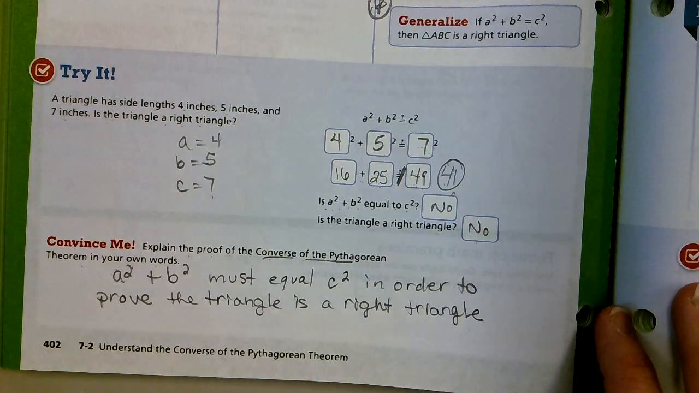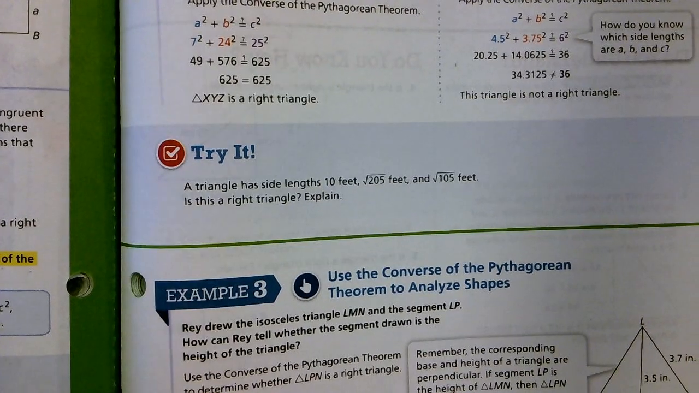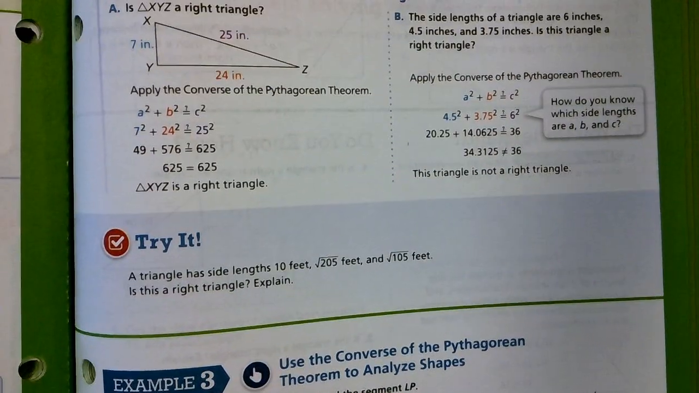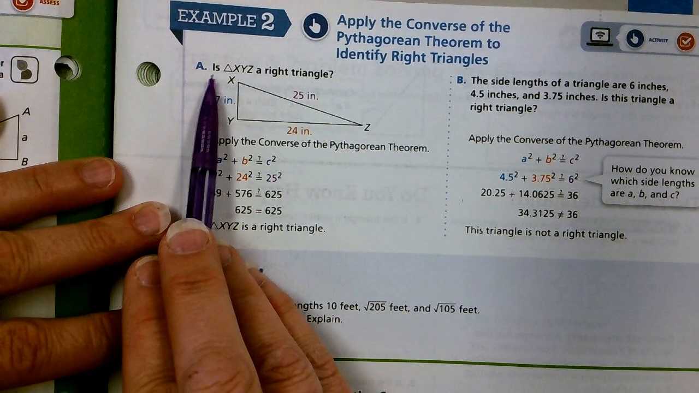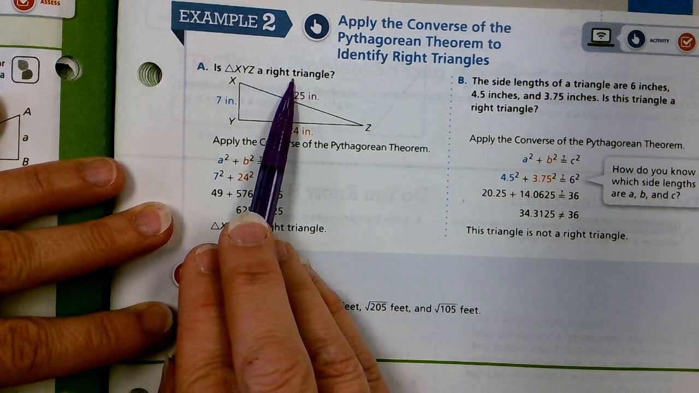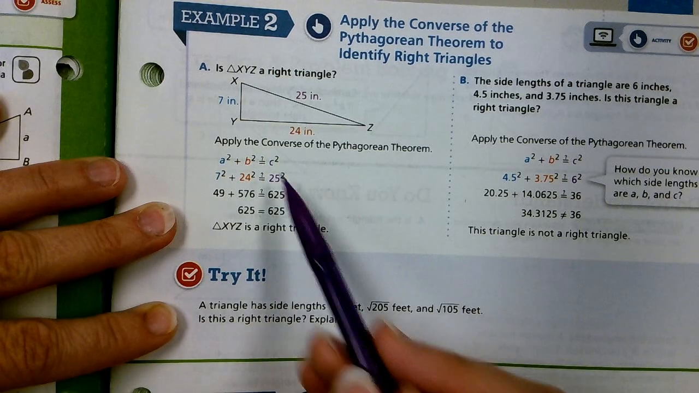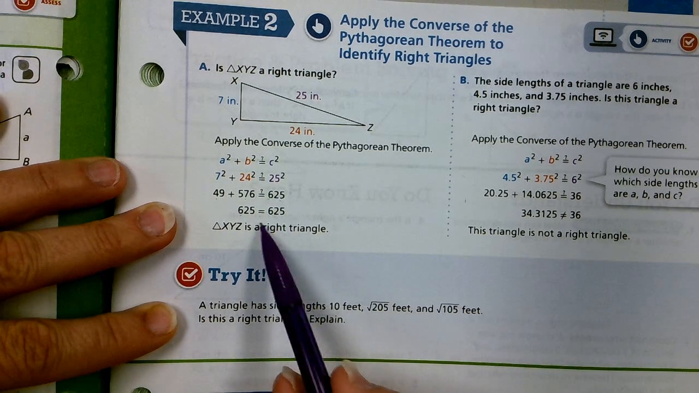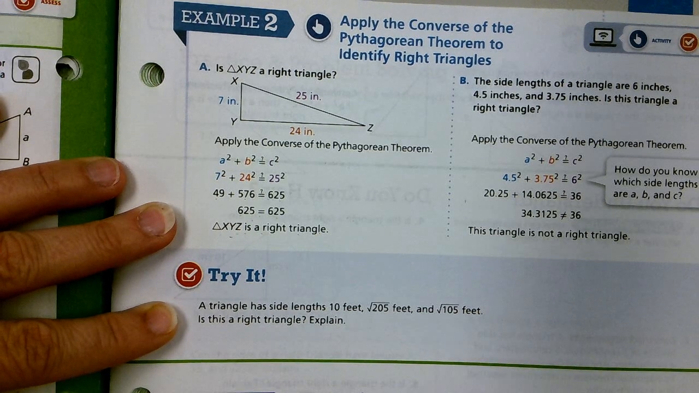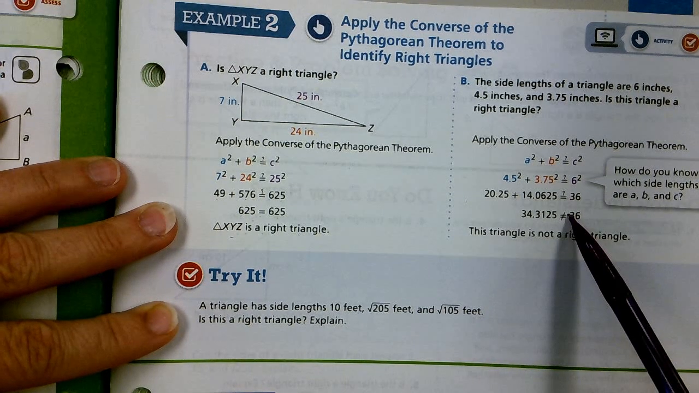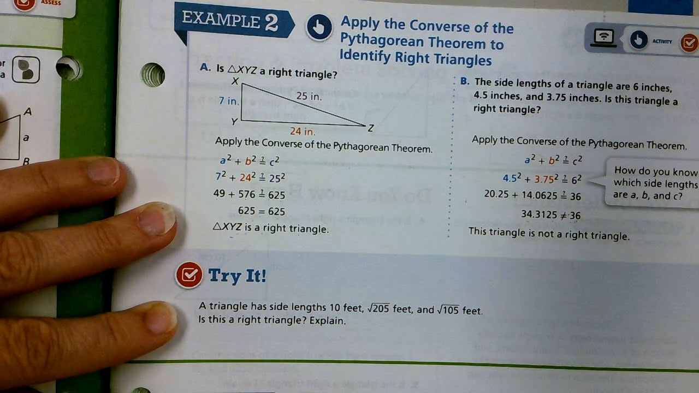On to example number 2. Again, we are sticking with Pythag, okay? The question is, is triangle XYZ a right triangle? Now we're applying this theorem, okay? So they're showing you that a squared plus b squared in fact does equal 625, so that XYZ is a right triangle. Okay? Here is an example with decimals, but showing you that it is not a right triangle.